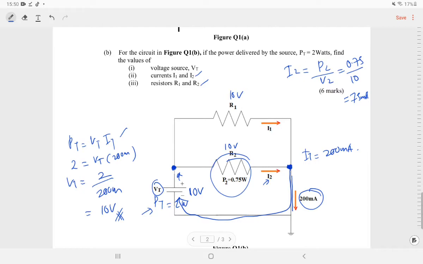Okay. So next, if you know the value of I2, so automatically you can apply KCL at this node. Alright. So we know that current entering equal to current leaving. So KCL at this node. Okay. So that means I1 plus I2 equal to I total. So you already know I total, you already know I2 value. So then you can find the value of I1. Right. So then you can find the value of R1 and also R2 over here by using Ohm's law. Okay.